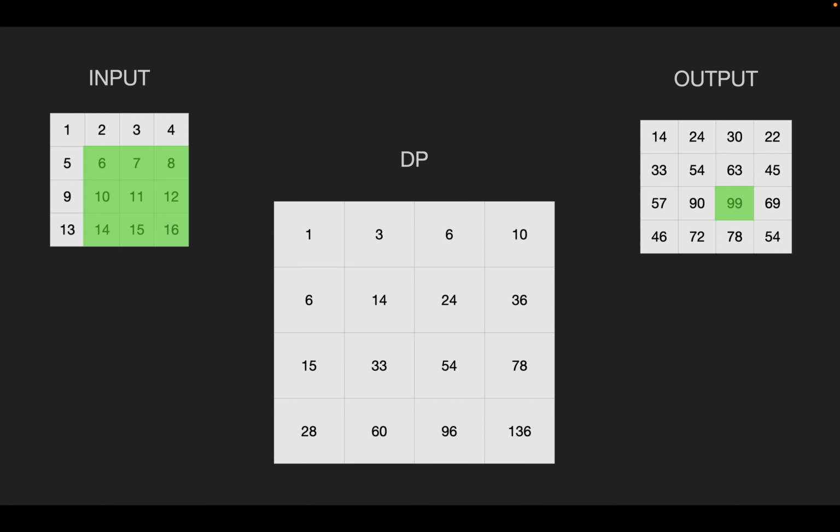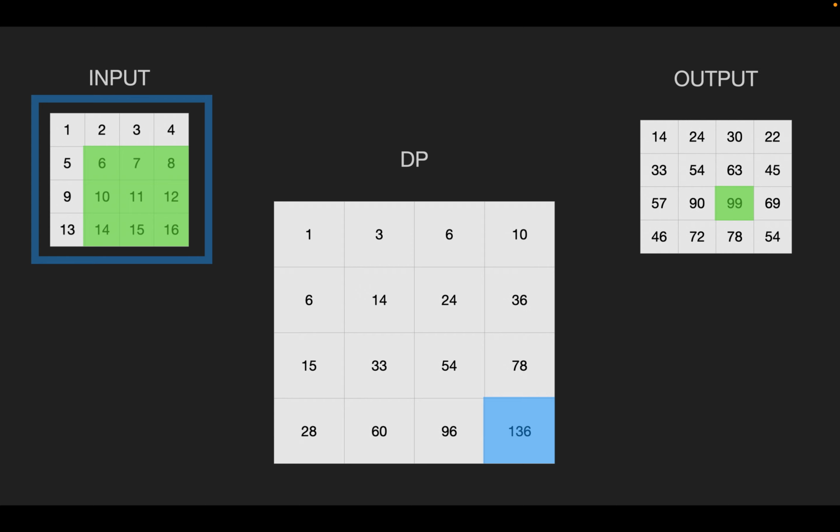So we're trying to compute the output 99. Remember in the previous slide, we were looking at the DP matrix as the output, but now I'm looking at the actual problem output, 99. So 99 comes from the green square on the left, summing up 6, 7, 8, 10, 11, 12, 14, 15, 16. How can we get that sum from these prefix sums that we computed in our DP table?